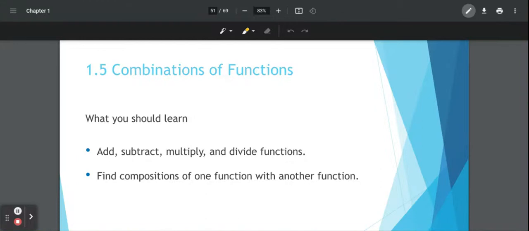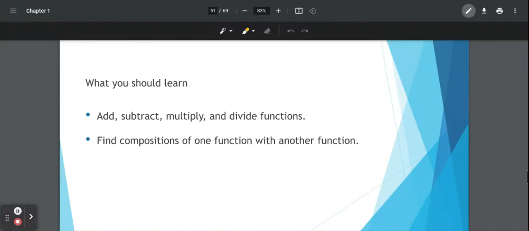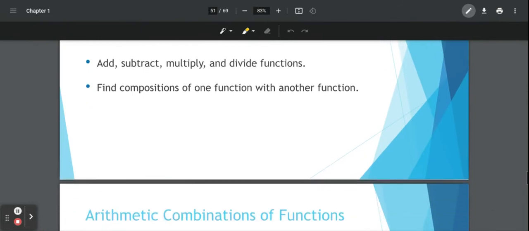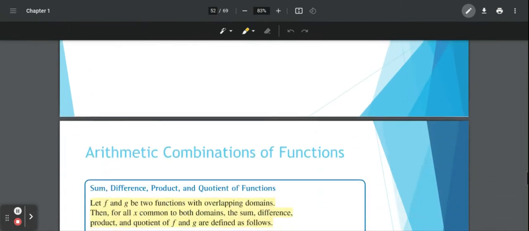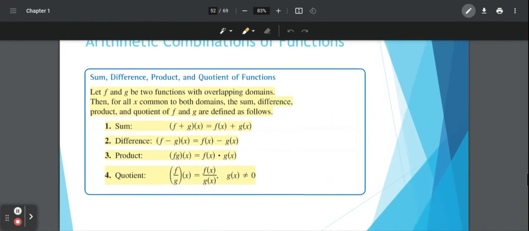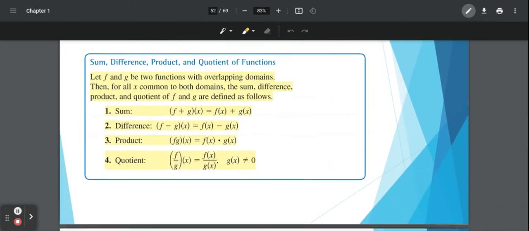Section 1.5 is the combinations of functions. What we'll talk about here is how to add, subtract, multiply, and divide functions, and then also the composition of one function within another function. So your arithmetic combinations of functions, this is just recognizing function notation and what this means.